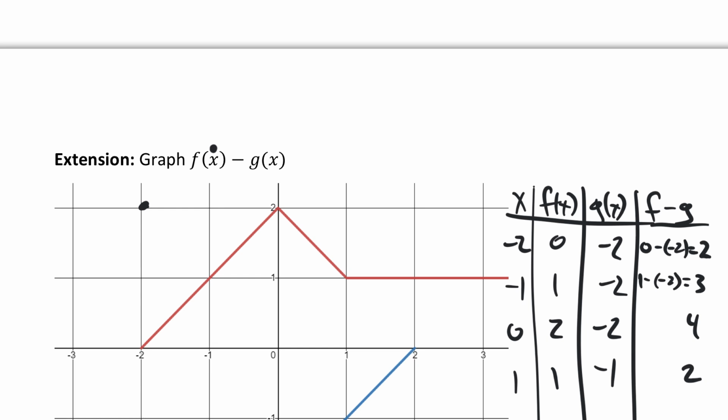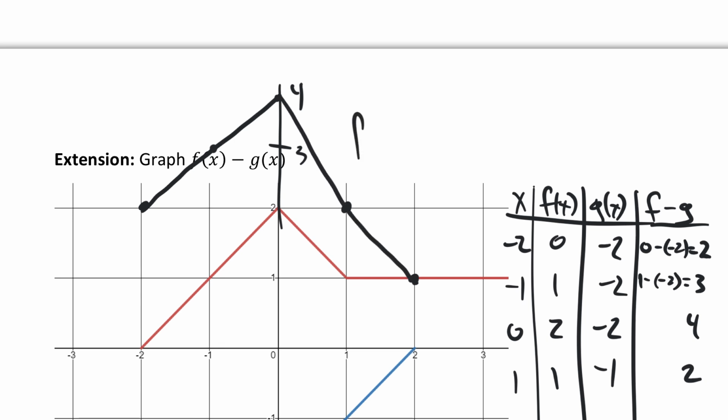So we have (-2, 2), (-1, 3), (0, 4) up here, (1, 3), and (2, 2). Oh, and then the last one got cut off, but we had (2, 1). So this would be our new graph. And again, this is f(x) minus g(x).